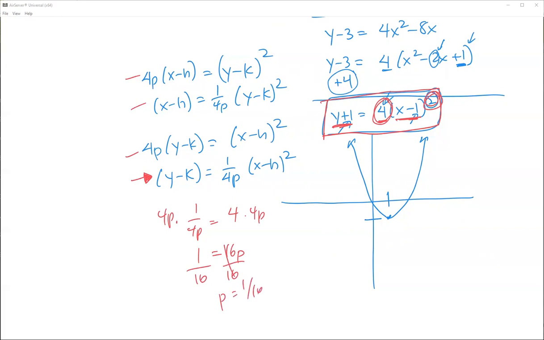Now, what do you do with the 1/16 here? You go up 1/16 from the vertex. It would be like right here. Right? And then what do you do with the directrix? You go down 1/16, and it will be a line going this way.